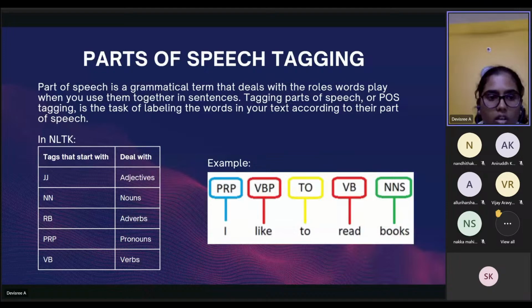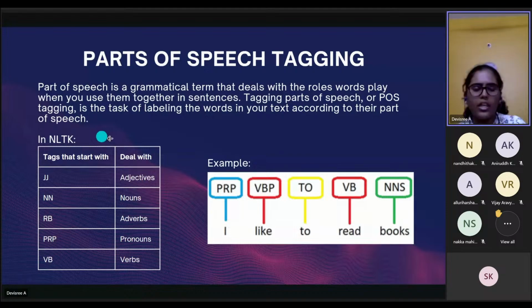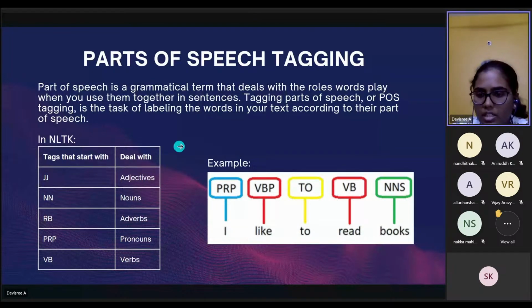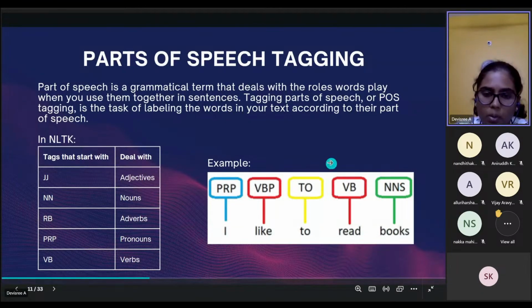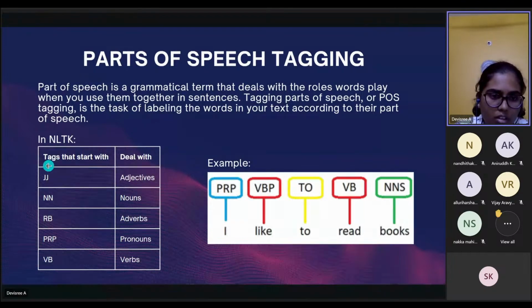Here it's mentioned NLTK. NLTK, the Natural Language Toolkit, is a built-in Python library for NLP. It is the most common and widely used NLP library in Python. There are built-in libraries to perform POS tagging. So for example, if this is the sentence, tagging.